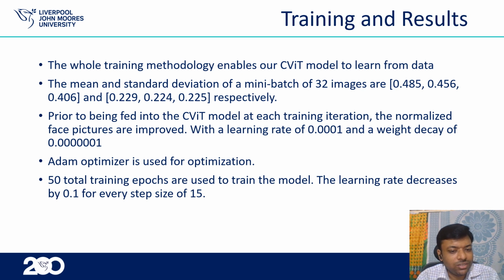The Adam optimizer is used for the optimization, and we use 50 total training epochs to train our model, with the learning rate decreased by 0.1 for every step size of 15.